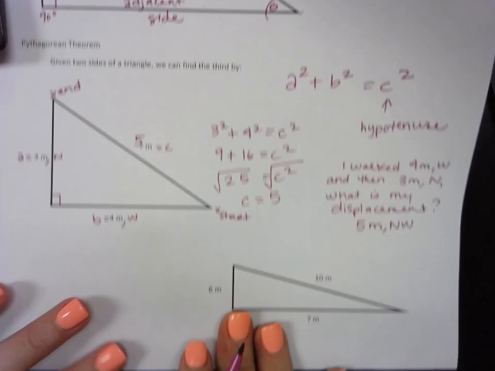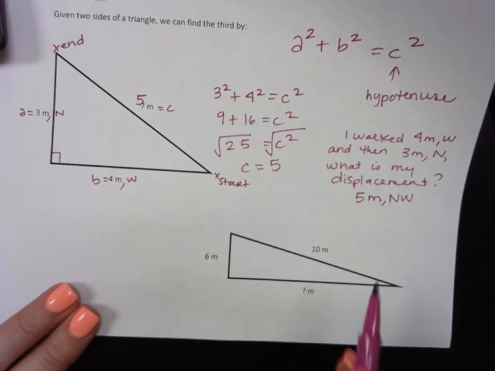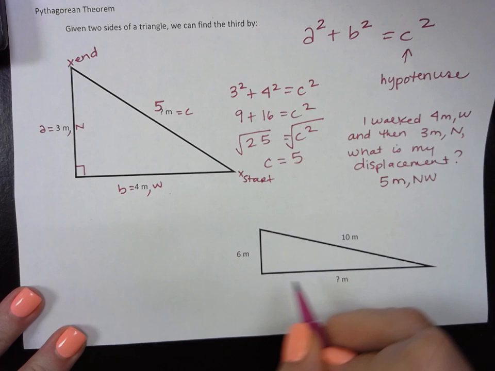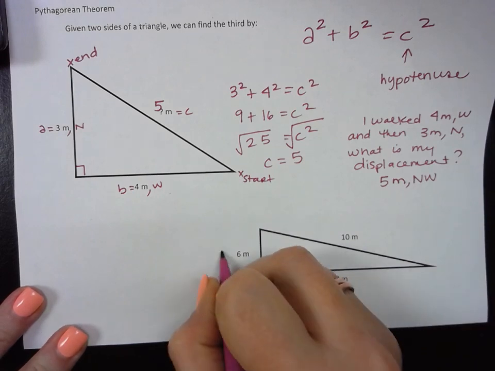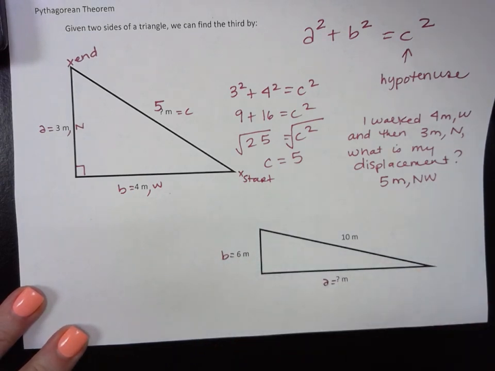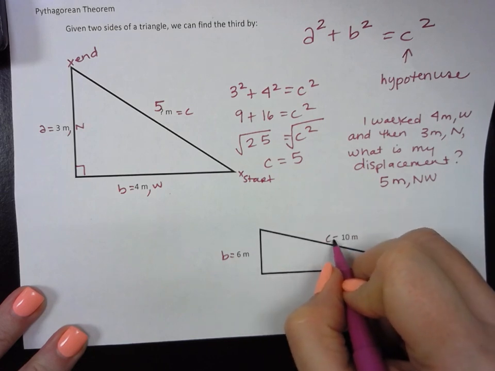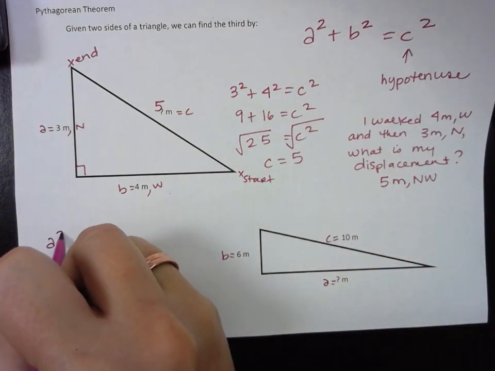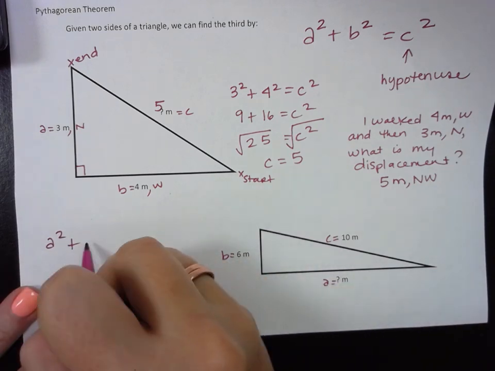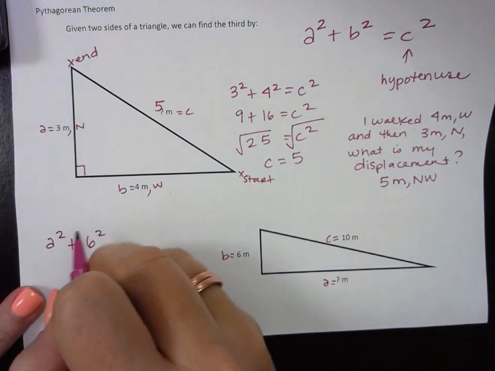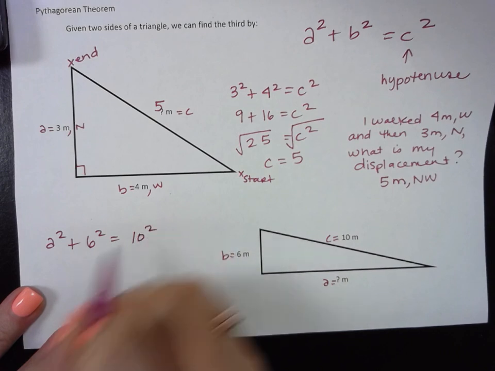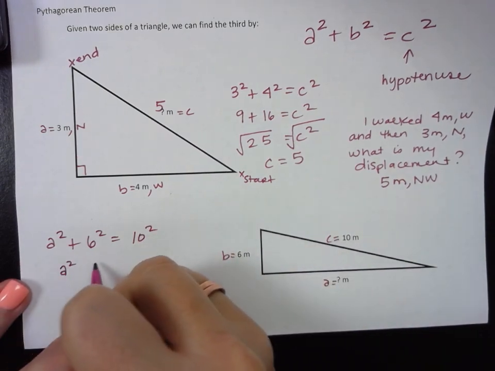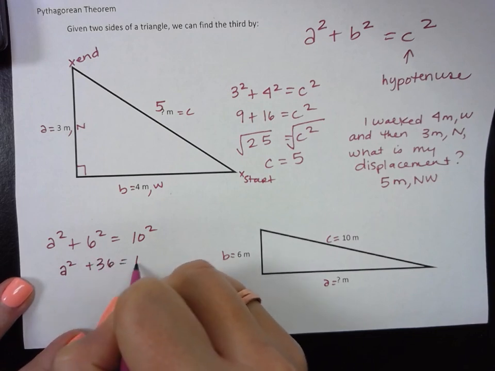Okay, let's try one more. In this case, we know the hypotenuse. We're looking for one of these other sides. So when I set this up, I'm going to make this one A and this one B. You could do it either way. Those can switch around, but this one has to be C. So I'm going to say A squared plus 6 squared, that's my B, equals 10 squared. That was my hypotenuse. So A squared plus 36 equals 100.